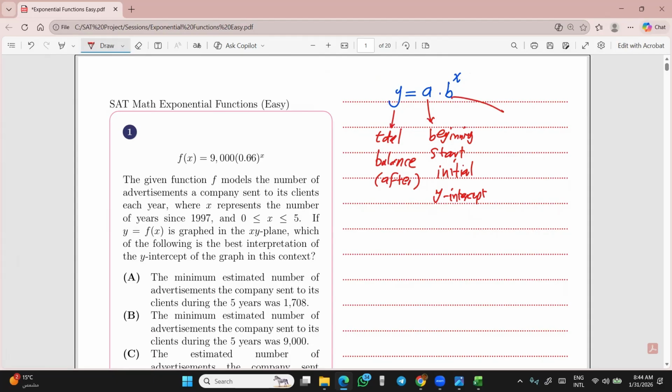Then what is B? B is always associated with words like rate, increased by, decreased by. And we can also consider that increased by means 1 plus something percent, and decreased by means 1 minus something percent. So we have to remember that: 1 minus is for decreasing, 1 plus is for increasing.